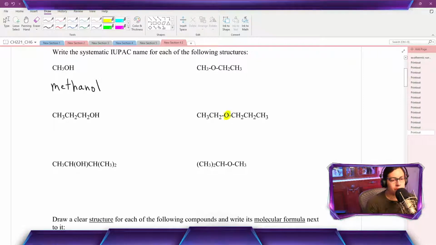And so you should recognize this is an ether from that oxygen in the middle. Let's look at our two sides. We have an ethyl group and a propyl group. So I would call this ethyl propyl ether.